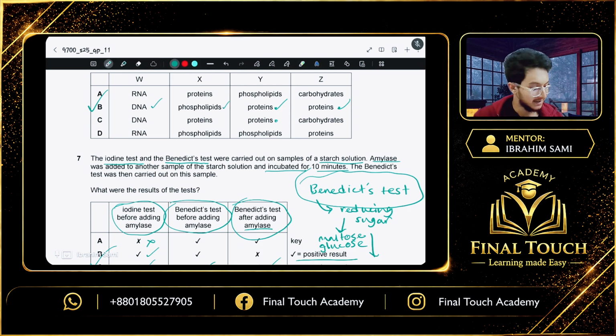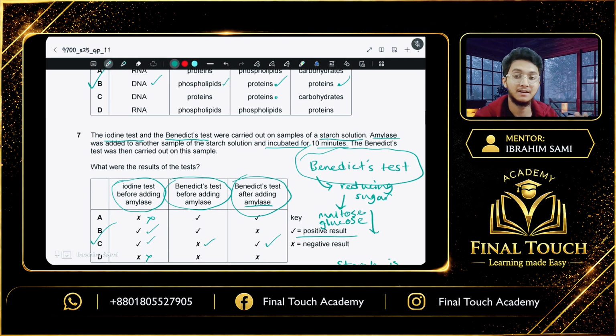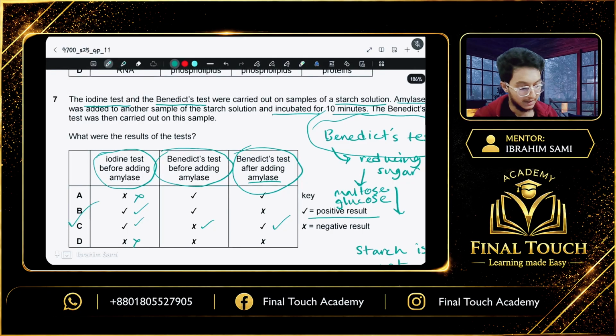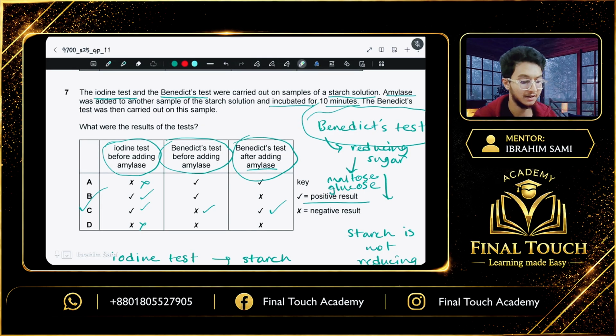So coming to question 7, I have already solved it once, but unfortunately it didn't record, so I'm having to solve it again. I had already written everything, so let me write it again. The iodine test and the Benedict's test were carried out on samples. So two types of tests were carried out: one is the iodine test, and the second is the Benedict's test.